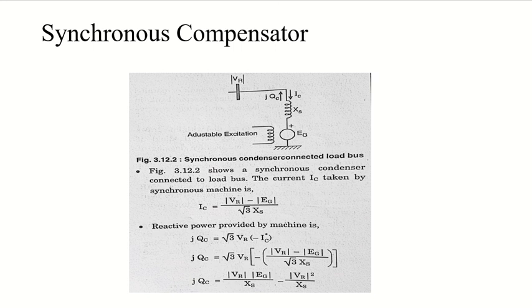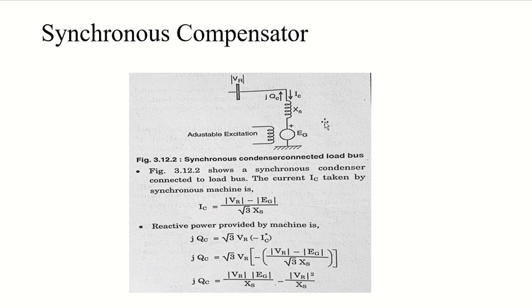Here you can see a synchronous condenser connected to the load bus, and this current IC is the input current for your synchronous machine. The formula for IC is VR minus EG, which is the EMF generated by the synchronous machine, divided by root 3 XS, right? XS is the reactance here, and VR is the voltage of the connected load.